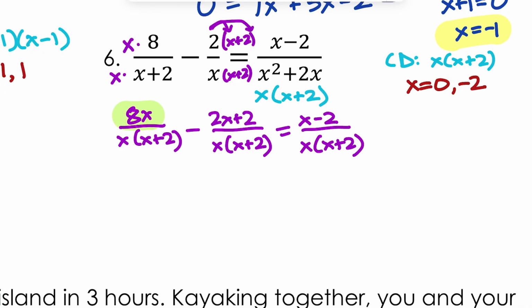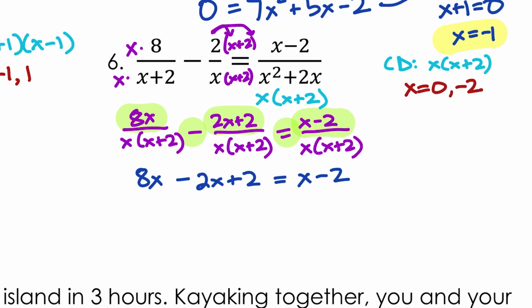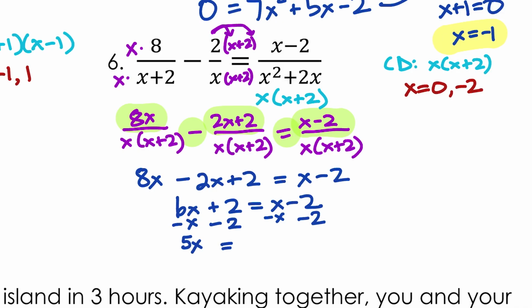And then go ahead with just the numerators. And again, this is subtraction, so I'm going to distribute that minus, the subtracting of both terms there. So I have 8x minus 2x plus 2 equals x minus 2. And so over here, I'm going to have 6x plus 2 equals x minus 2. And then I want to get my x's together and my number parts together. So if I subtract x, I'm going to have 5x. And if I subtract 2, I'm going to get negative 4. So x is negative 4/5. And that is not part of our domain restrictions, so it's good.